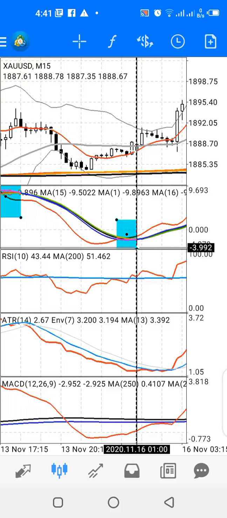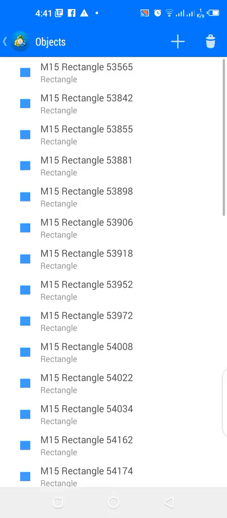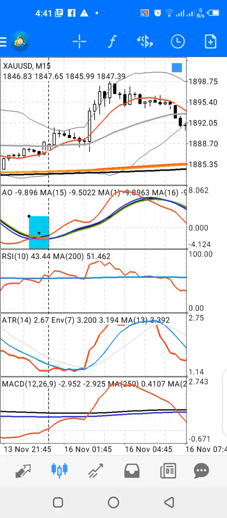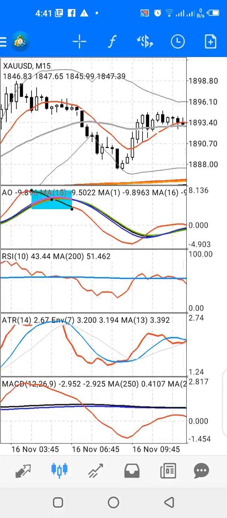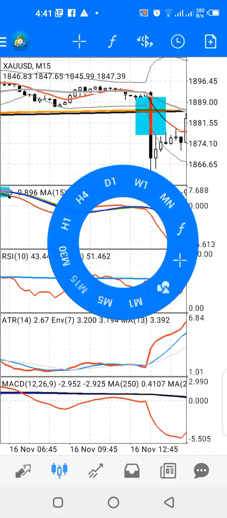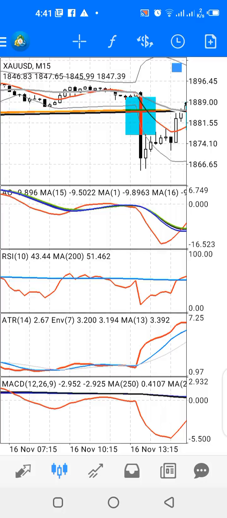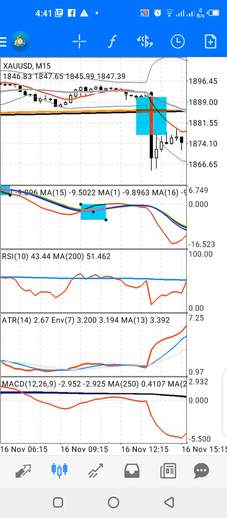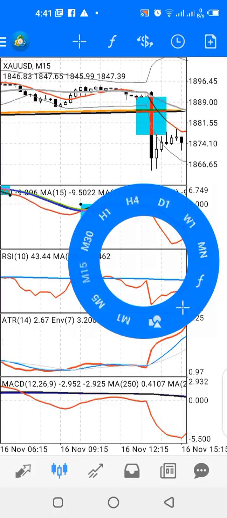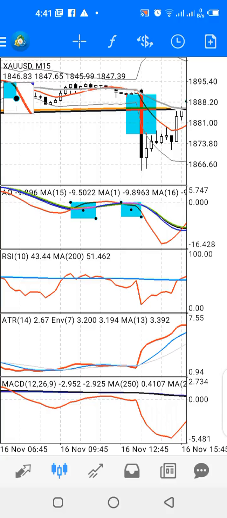Okay, shortly after the crossing, you can also sell around here. Okay, after the crossing, you may be tempted to buy here. But of course it failed, and then we have another crossover for us to sell around here.